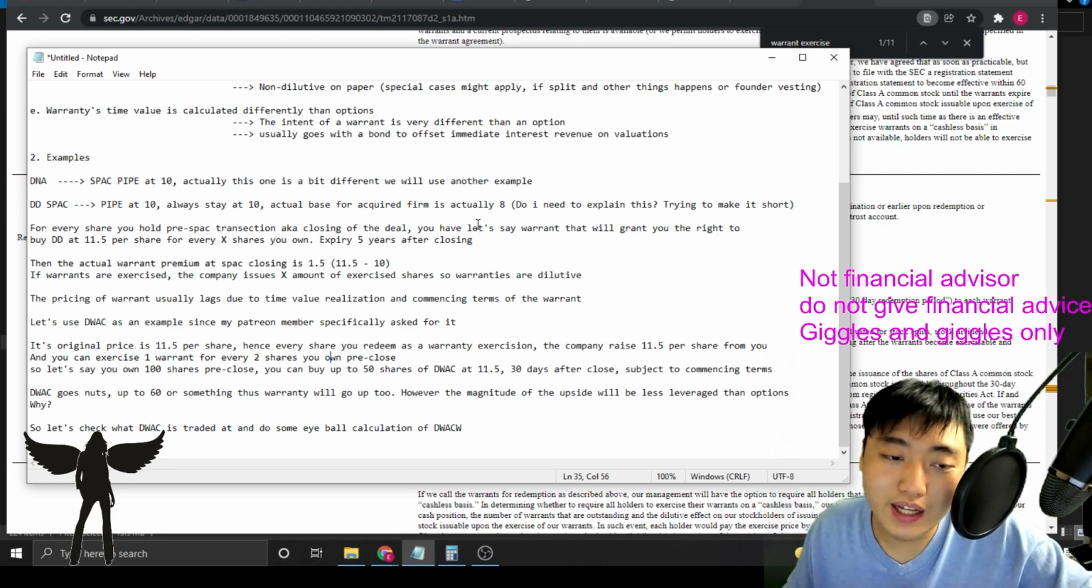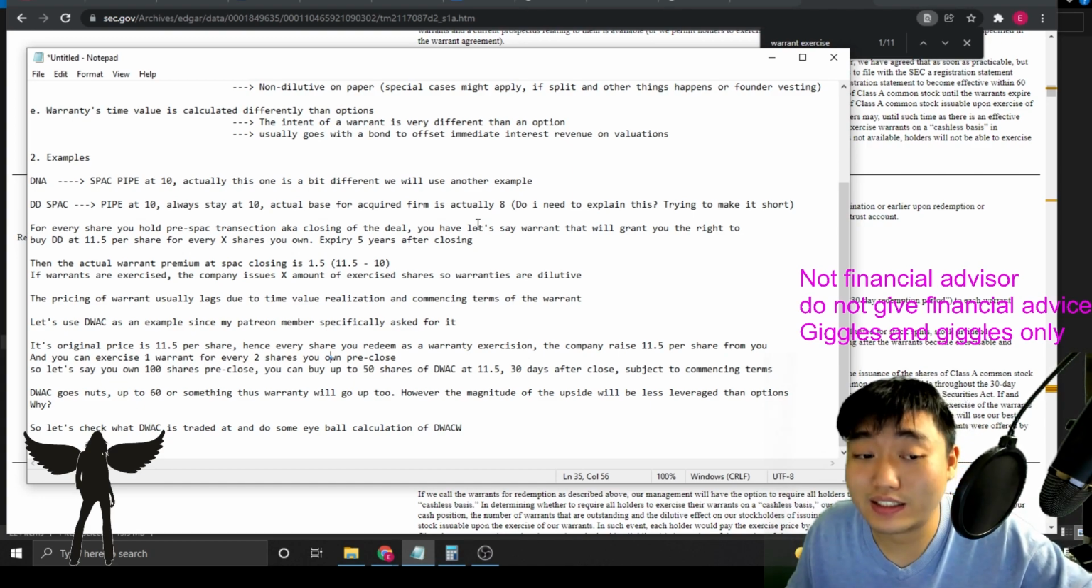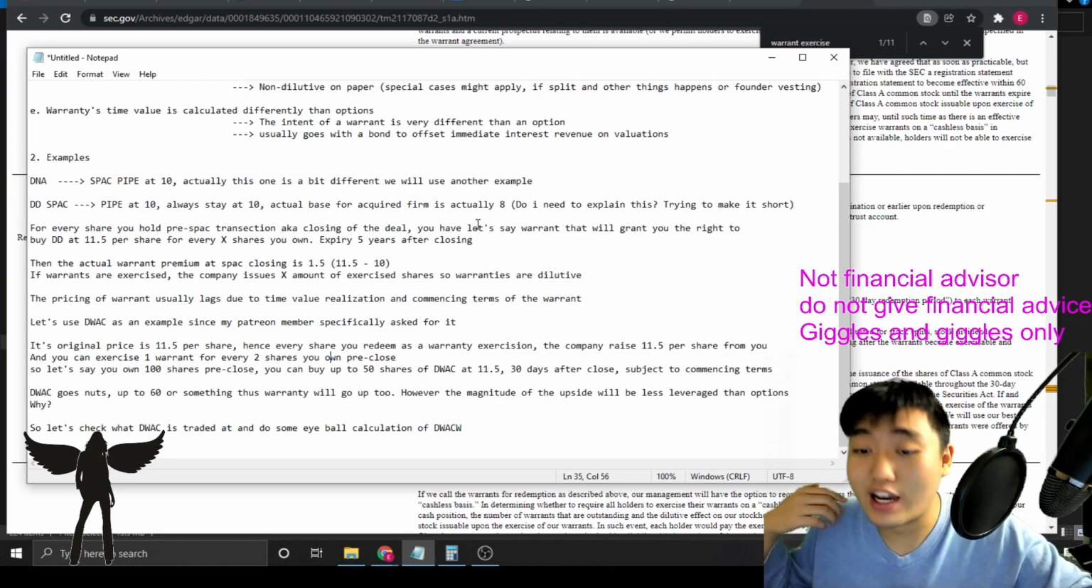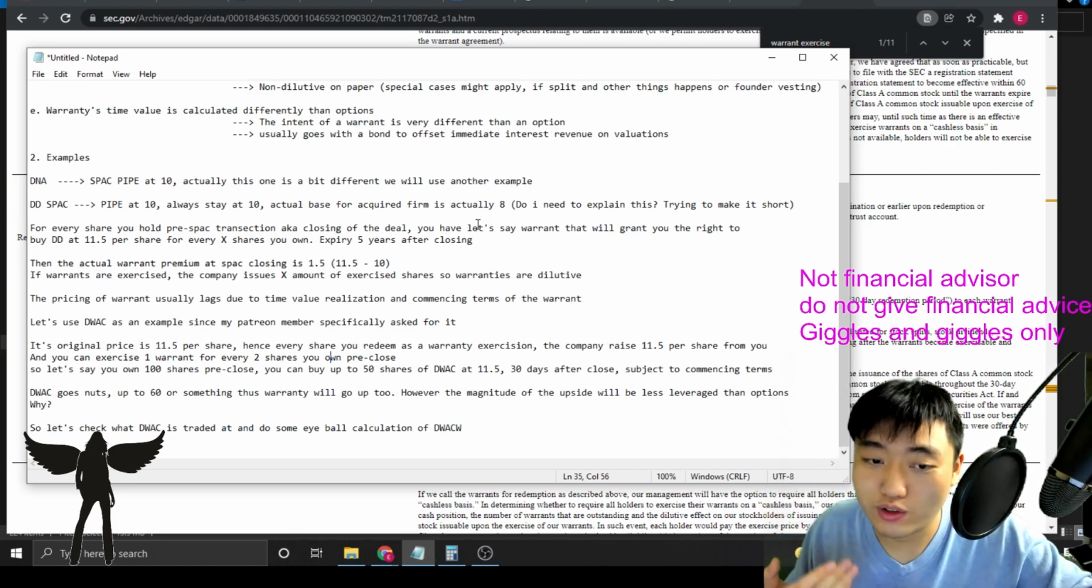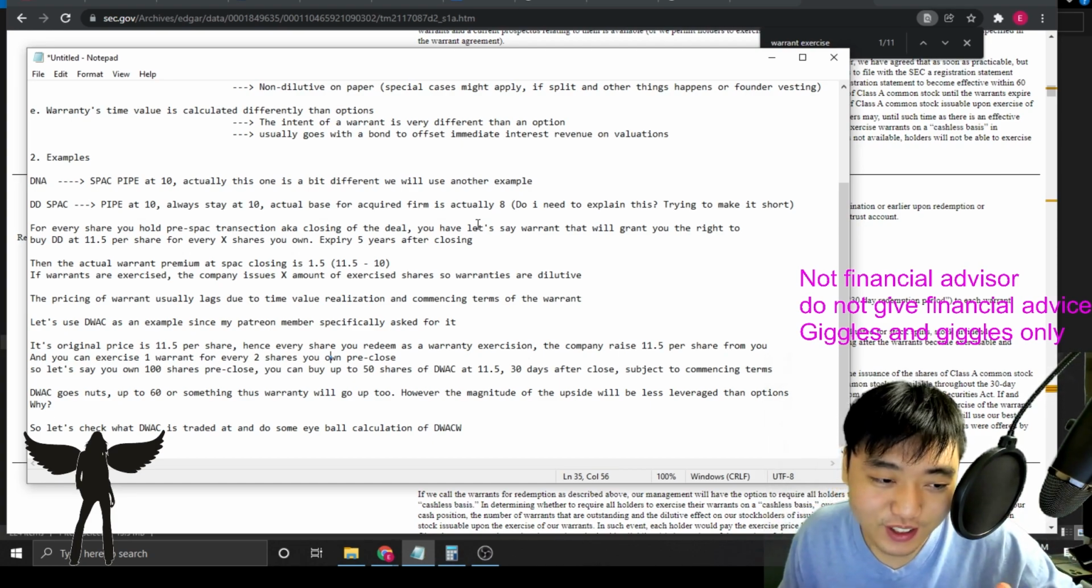So your implied gain is actually 60 minus $11.5. But on paper, your implied gain is actually 60 minus $10 because $1.5 is a premium you pay to obtain the right to exercise that warrant. Does that make sense? Hopefully it does.